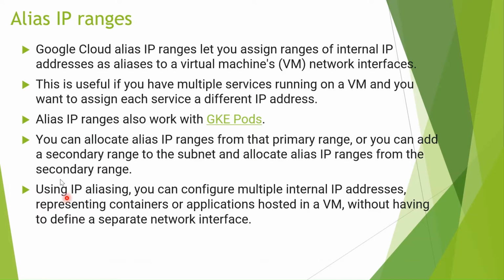Using alias IPs like this, we can configure multiple internal IP addresses representing containers or applications hosted in a VM without having to define a separate network interface. So in a single VPC, you want multiple IPs in your VM on the same network interface, and you can use this. If you want multiple network interfaces, that means you use different VPCs. But here we are using a single VPC, which has multiple IP ranges, or we can say IP addresses.